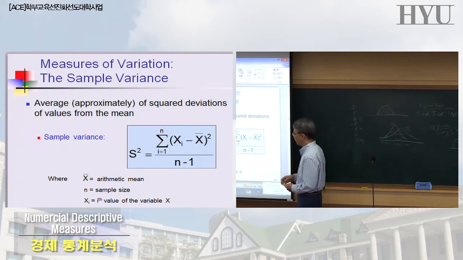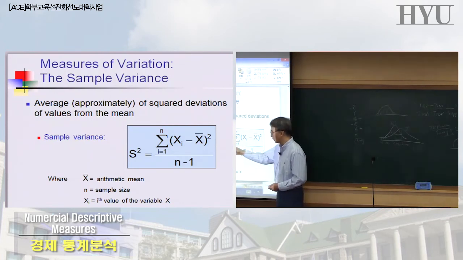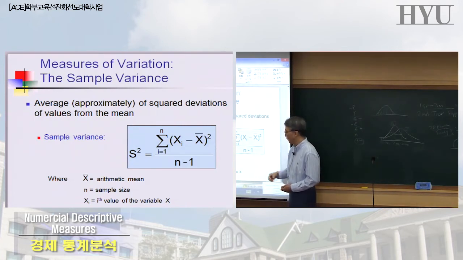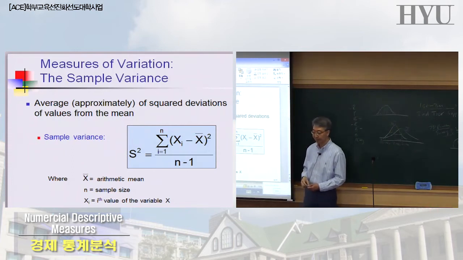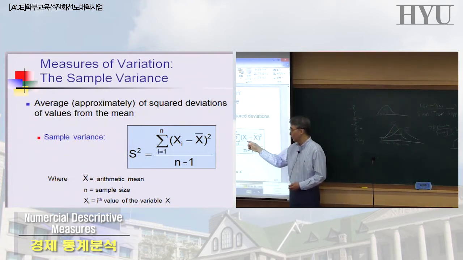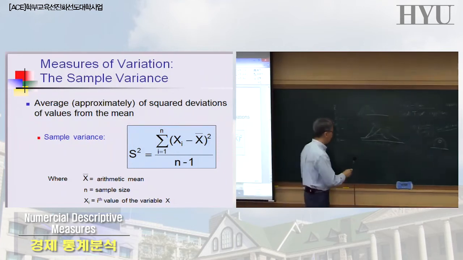In order to calculate variance, we typically use S squared to denote the sample variance. You first have to calculate the mean, the sample mean, x bar. And then from each observation, you subtract the sample mean. So what's inside the parenthesis? It's called the deviation.